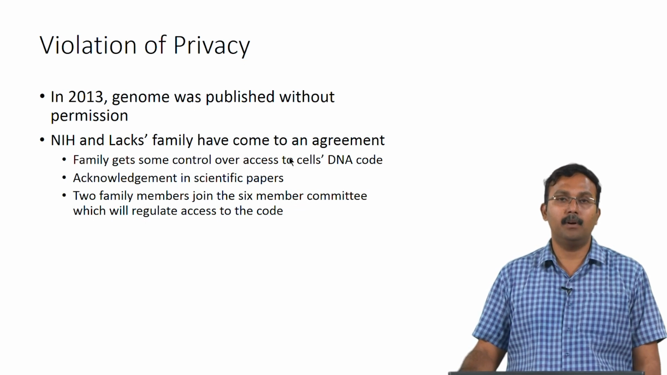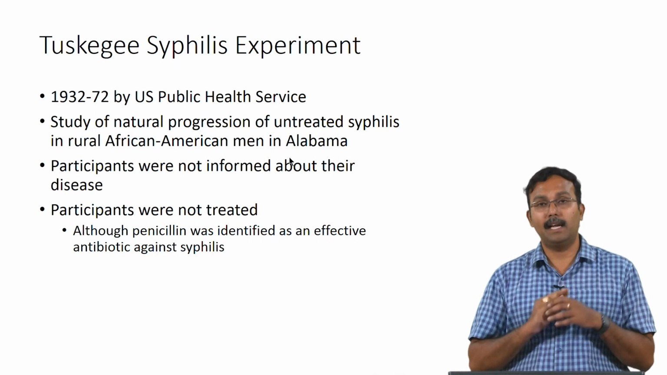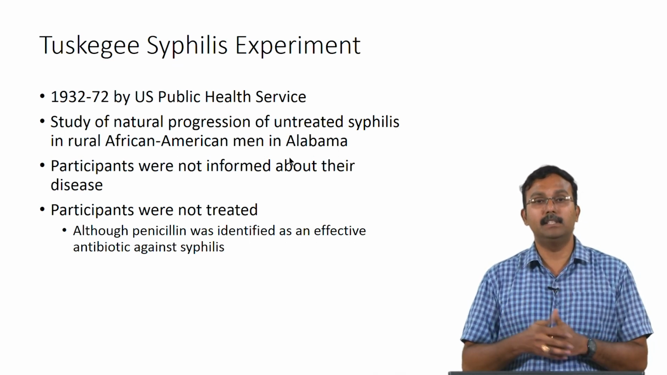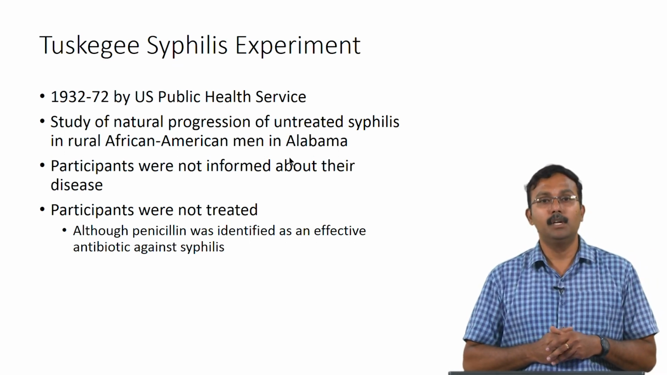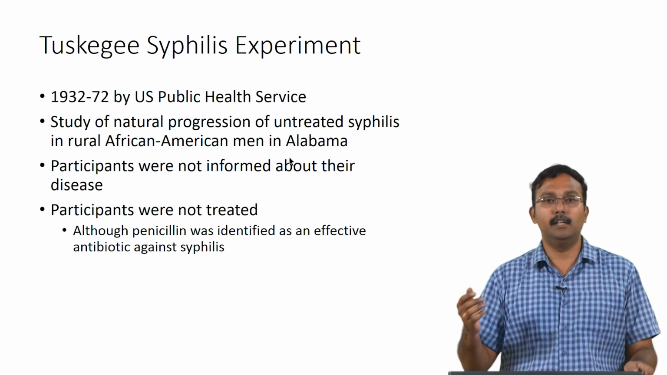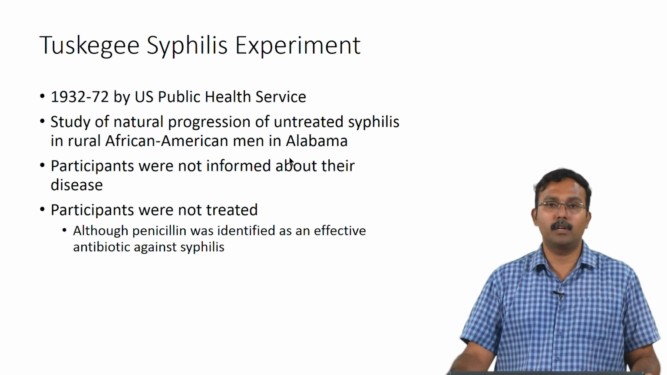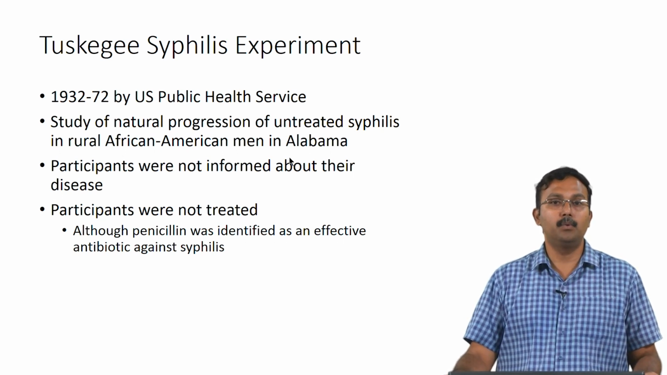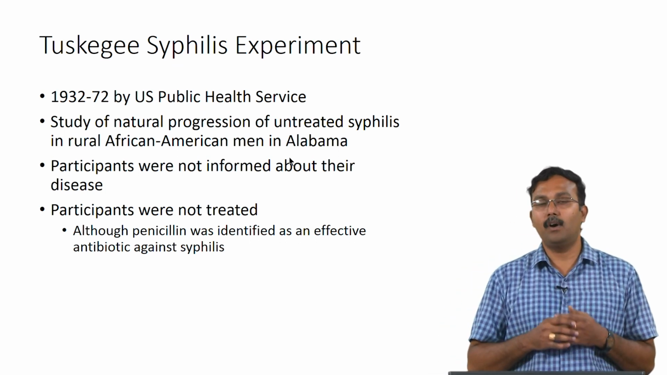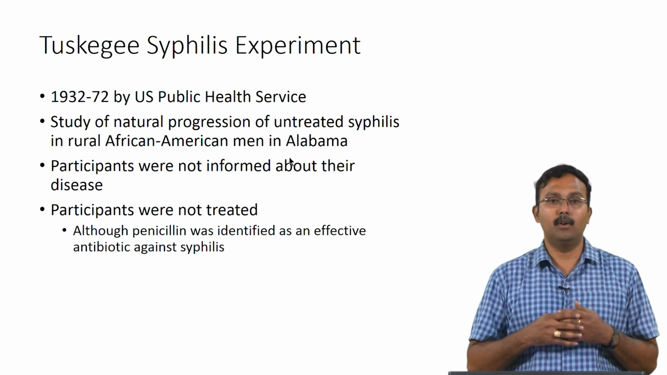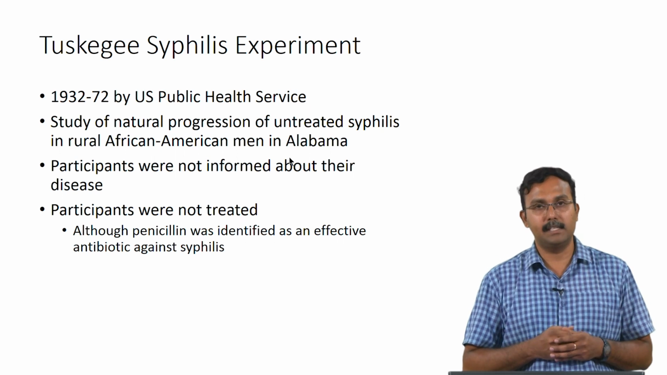Another case where informed consent was never obtained is the Tuskegee Syphilis experiment. Here people actually suffered significantly. This happened from 1932 to 1972 and was done by the US Public Health Service. The study was to understand the natural progression of untreated syphilis in rural African American men in Alabama. The participants were not informed about their disease, and the participants were not treated, although at that time penicillin was identified as an effective antibiotic against syphilis.